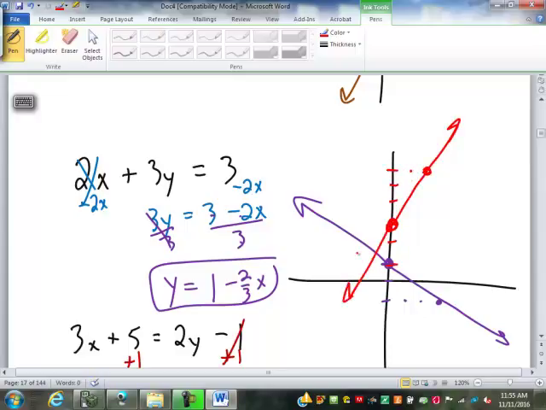Just a show of hands, how many had both of those right? Good deal. Anybody have any questions on any of them? Okay.